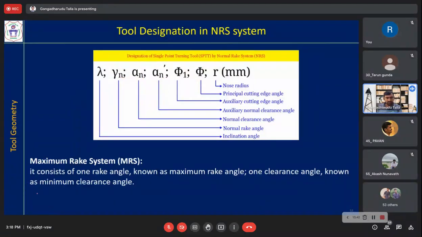And there is one more advanced system, advanced meaning a little bit newer compared to the NRS system. This is the MRS system, maximum rake system. Here it consists of one rake angle known as the maximum rake angle, and one clearance angle known as the minimum clearance angle. So in this system, we will talk about two angles only: maximum rake angle and minimum clearance angle. These are the two most important angles when you are grinding the cutting tool.